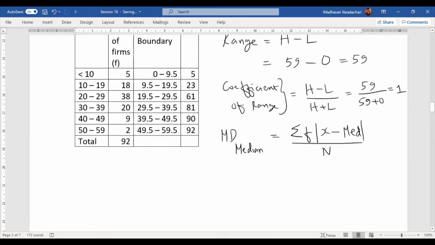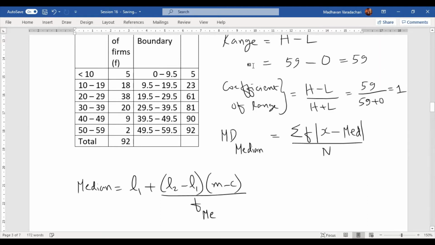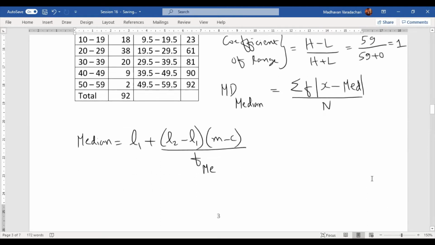Let's say, what is median? We know median is L1 plus (L2 minus L1) into (M minus C) divided by F suffix ME. Primarily, we need to find out what is our M value. M is capital N by 2 for a median. N, we already know it is 92, so 92 by 2 becomes 46.